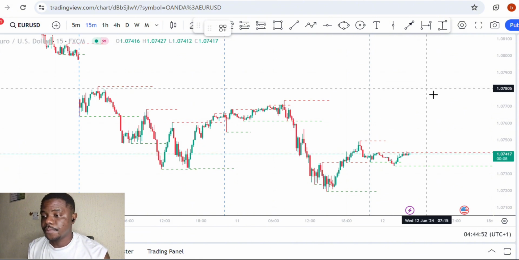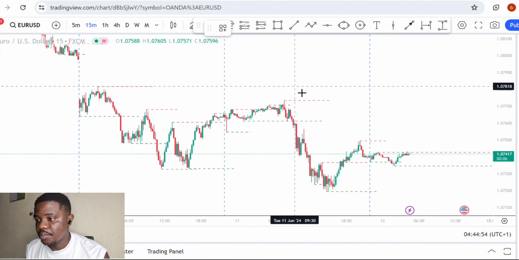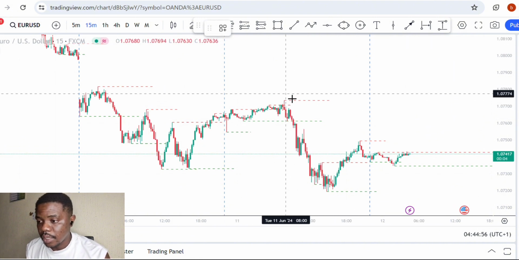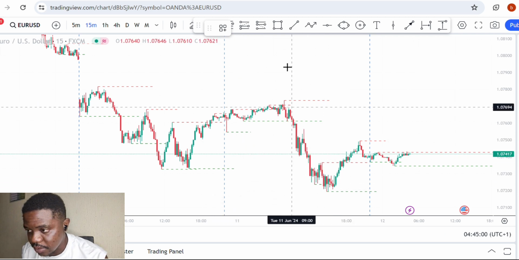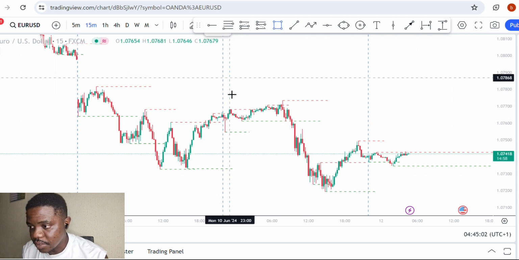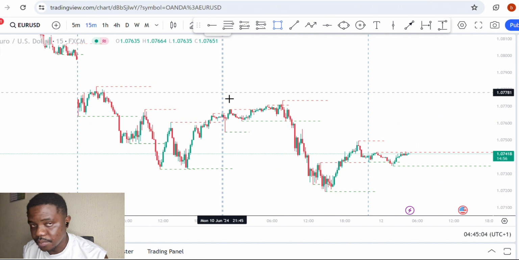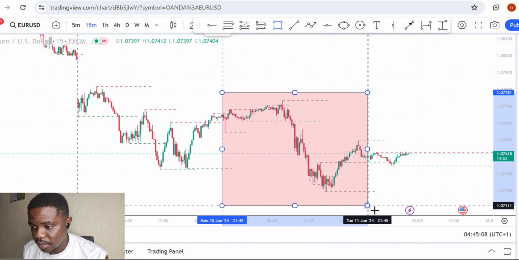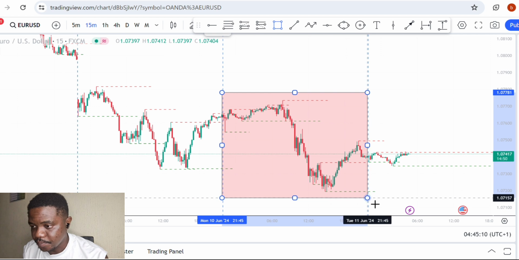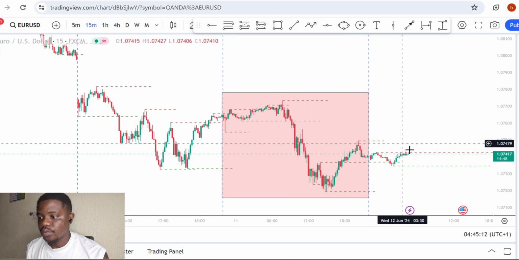So let's start. First thing I do is I pick my horizontal tool. I go inside of this whole trading range, which is from here to here, which is our Tuesday trading range. That was the previous day's trading range. This was price action of yesterday.